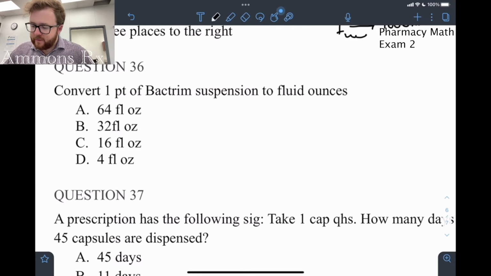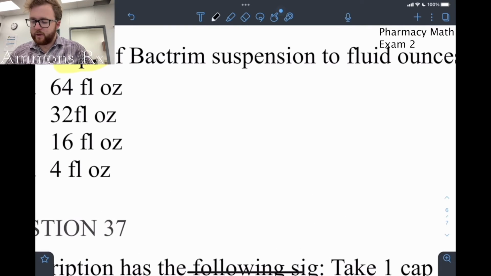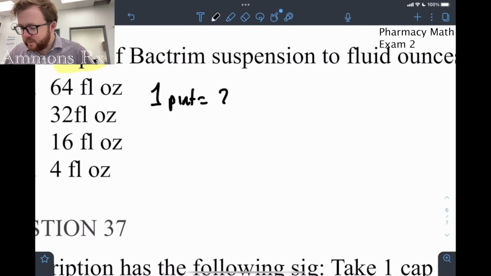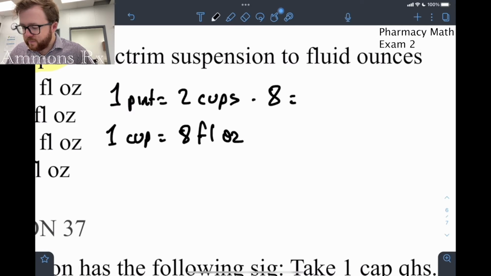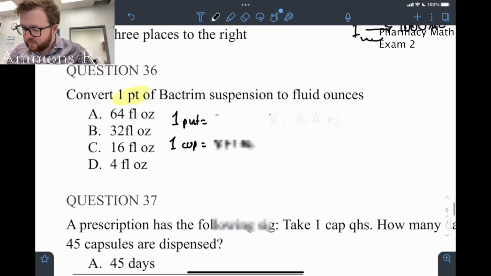Pint to fluid ounces, so this is going to be one of those things that if you want to memorize pints to fluid ounces, it's going to help you, but I'll go ahead and work it out. 1 pint is equal to 2 cups. Okay, so we have 2 cups right now. So for every cup, we have 8 fluid ounces. So 2 times 8 is 16 fluid ounces.